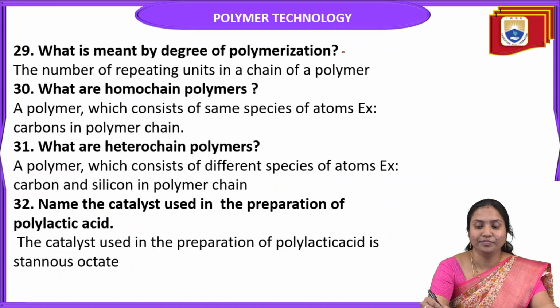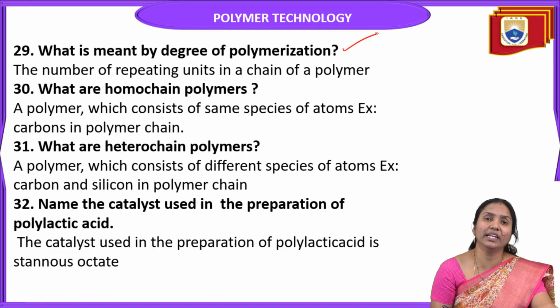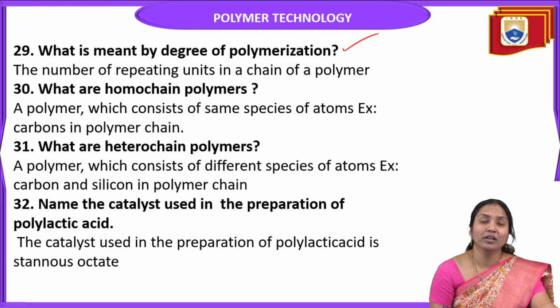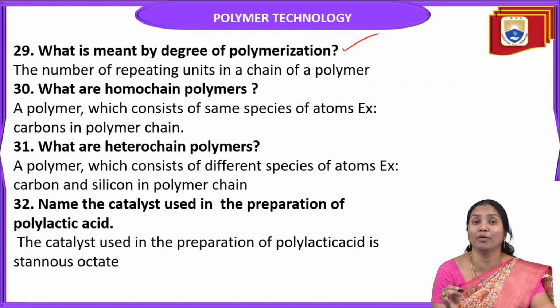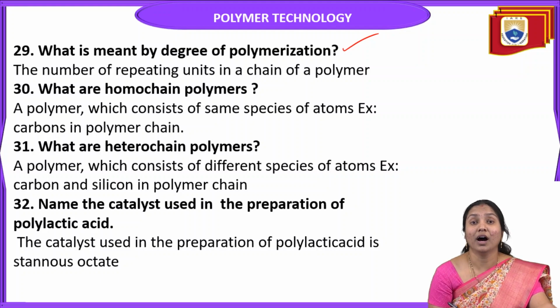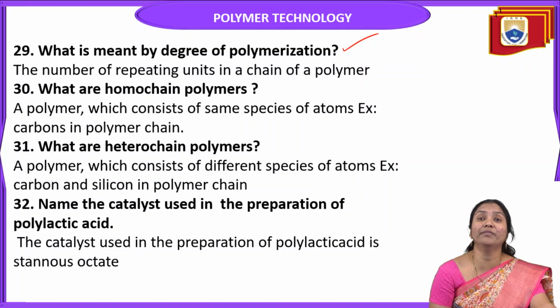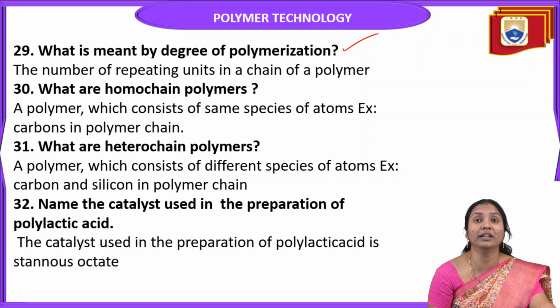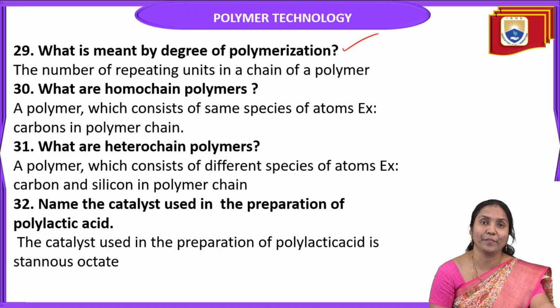Next question is, what is meant by degree of polymerization? It is the number of repeating units in a chain of a polymer. For example, in a polyethylene the degree of polymerization is 100. What does 100 mean? It means 100 ethylene monomeric units repeated several times. The number of repeating units in a polymer chain is called the degree of polymerization.